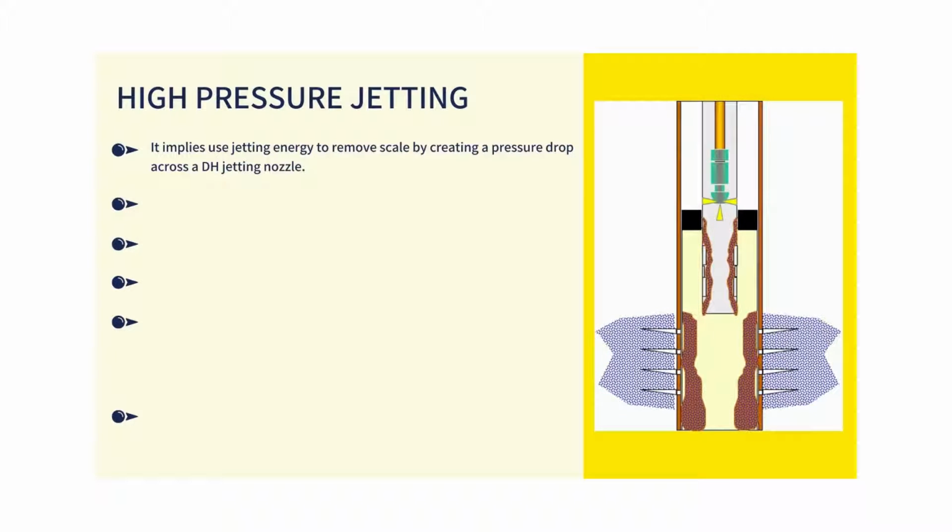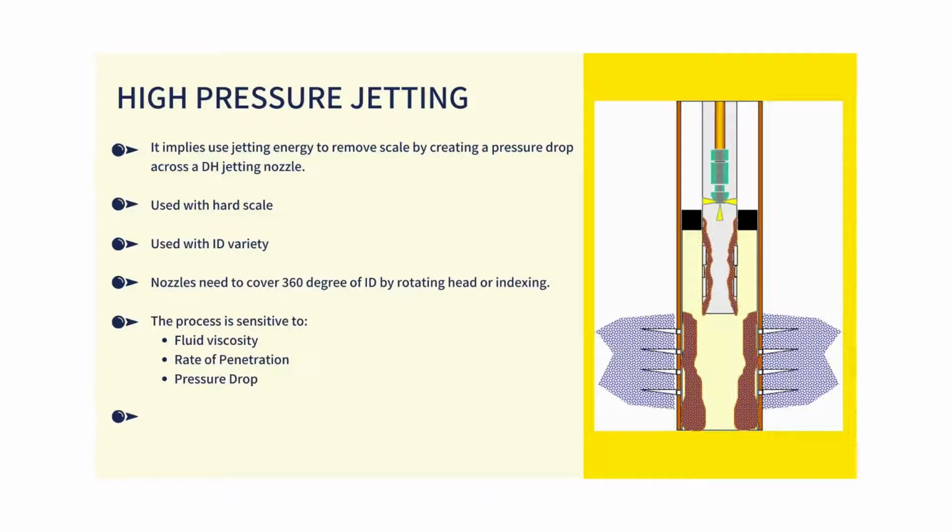High-pressure jetting. It implies using jetting energy to remove scale by creating a pressure drop across a downhole jetting nozzle. Used with hard scale, used with ID variety, nozzles need to cover 360 degrees of the ID by rotating head or indexing. The process is sensitive to fluid viscosity, rate of penetration, and pressure drop.